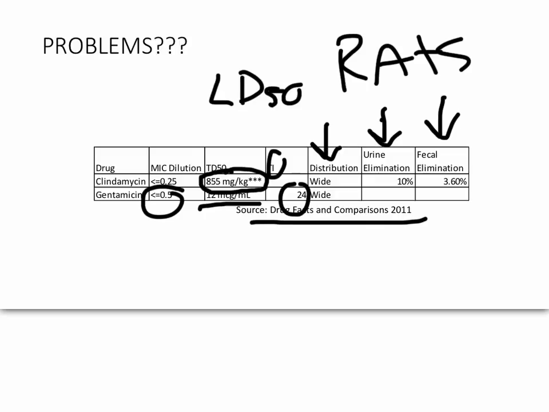And so that gives you a rough estimate about, if you had a bladder infection or if you're treating a GI infection, what you would expect for the concentrations to be in those areas.